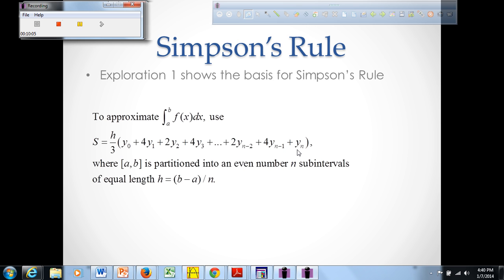This gives us another way to approximate area under the curve, and it could be very useful when we have a very curvy function, because parabolas would probably approximate the area under the curve more accurately than rectangles or trapezoids.